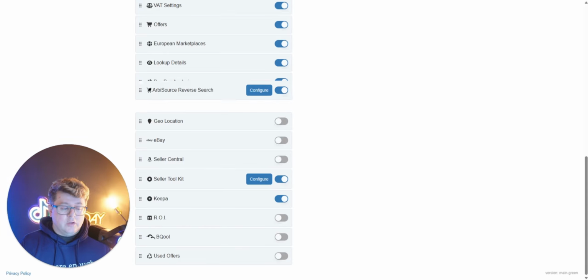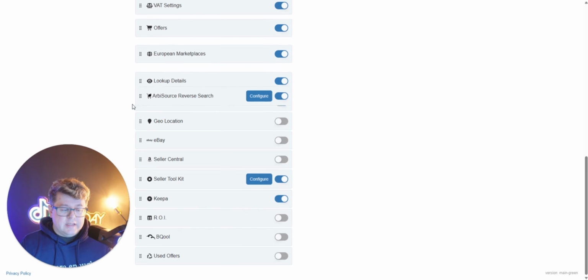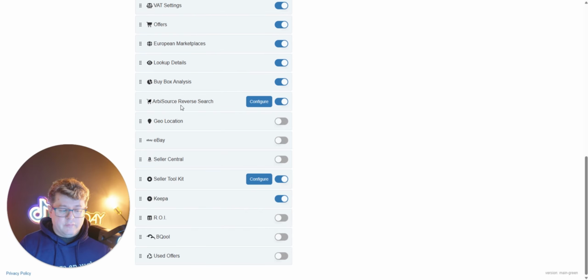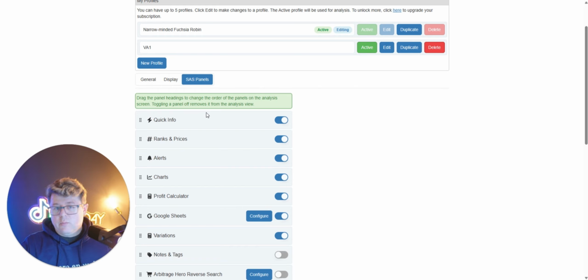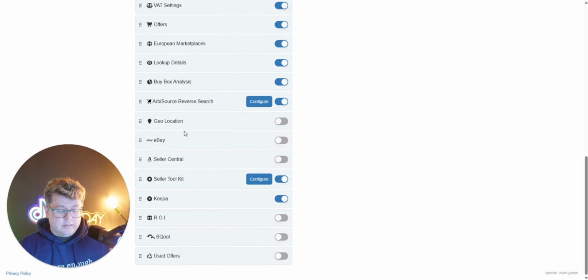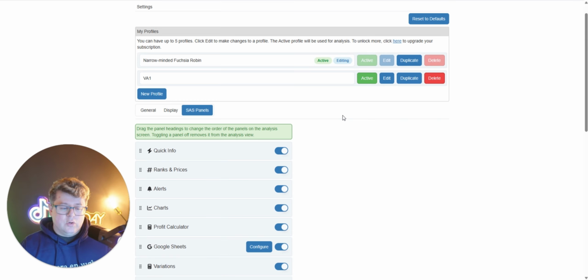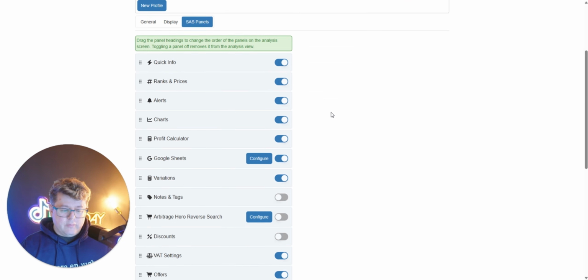If you also want to, you can move the locations of these up and down, so you could have the Arbisource reverse search that could be at the very top, so you can see that straight away when you're analysing your product. Can I buy this product cheaper, for example? You can also add like seller toolkit is another example, just to see if you sold that product before, how well it did, when did you sell it. And these settings all do matter, but this is how I've got mine set up.